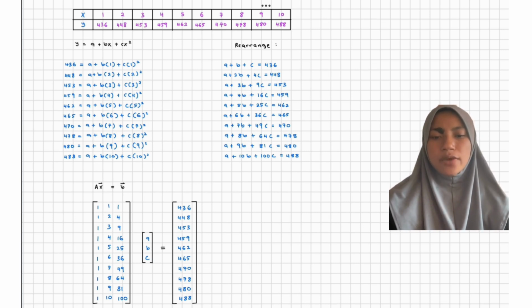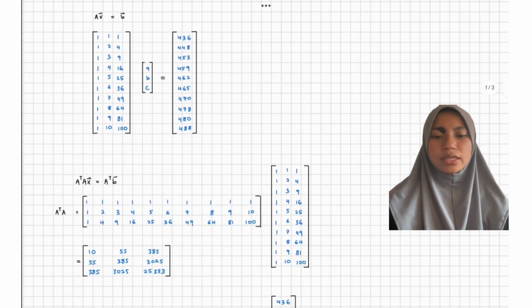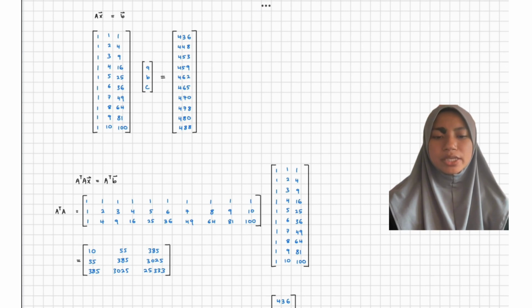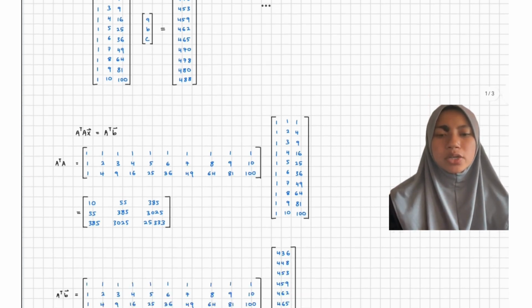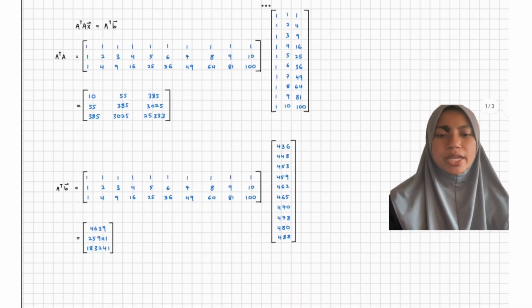Next, each value of x and y is substituted into the equation. After that, all equations are written in matrix form as Ax equals b, where matrix A contains the values of a, bx, and cx squared. The vector x represents the unknowns a, b, and c, while vector b contains the original y values. Since the system has more equations than unknowns, we apply the least squares method by forming the normal equation, which is A transpose A x equals A transpose b.